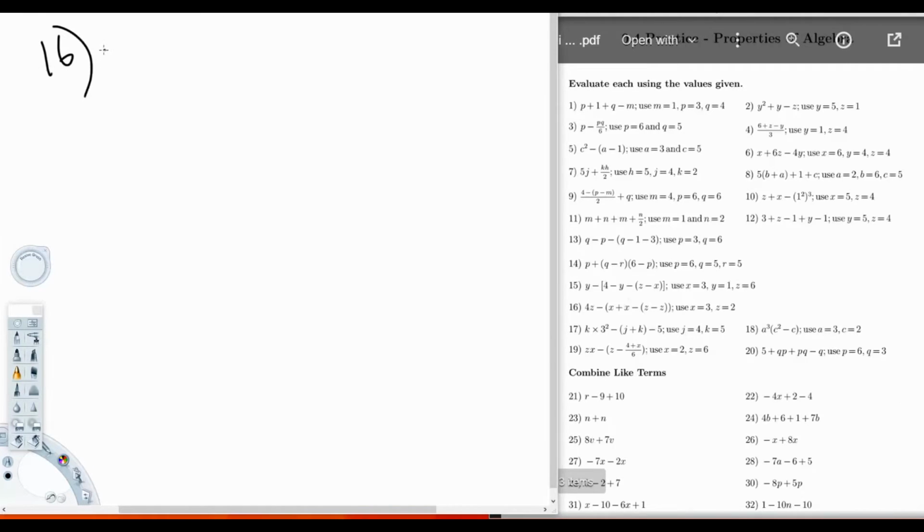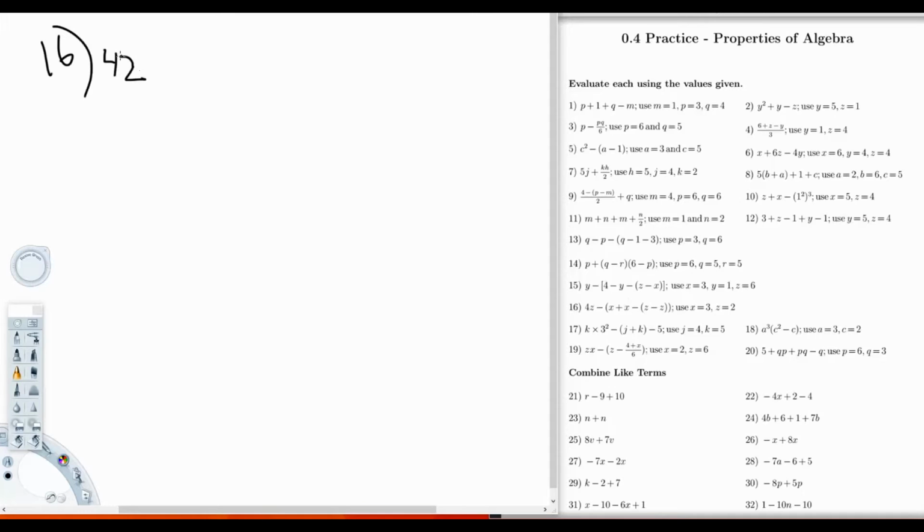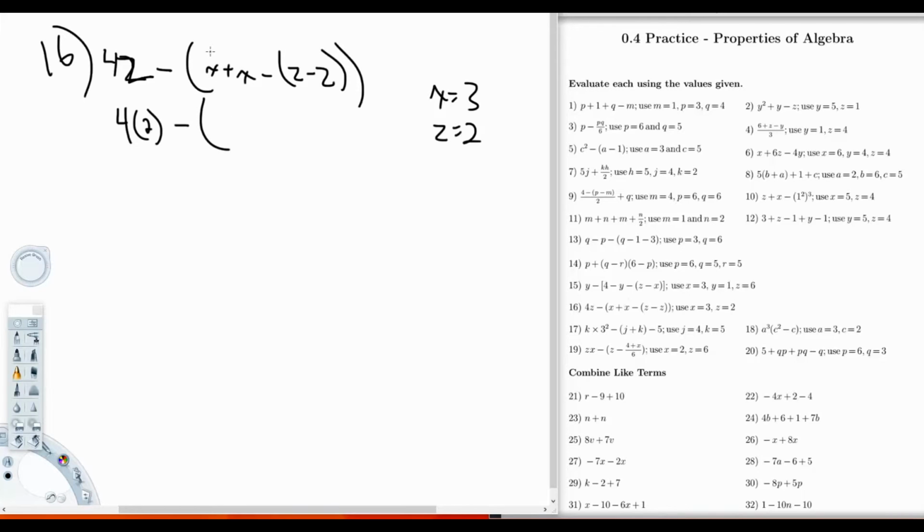So we've got 4z minus x plus x minus z minus z. That looks like a killer. x equals 3 and z equals 2. So what are we looking at here? Let's replace the numbers first. 4 times 2 minus x and x, so this is 3, and z minus z, 2 minus 2. Okay, so 3 plus 3 minus 2 minus 2.